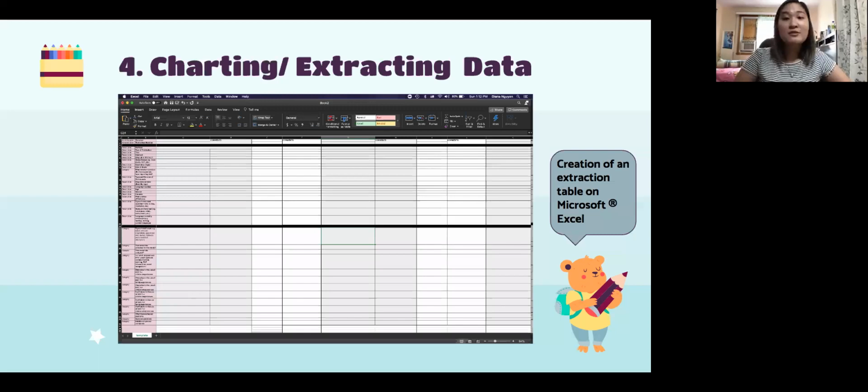In step 4, we have created an extraction table on Microsoft Excel. Here we have collected information with regards to the year of publication, the country where the study was conducted, the demographics of the population, and the type of AAC used with the corresponding access method.